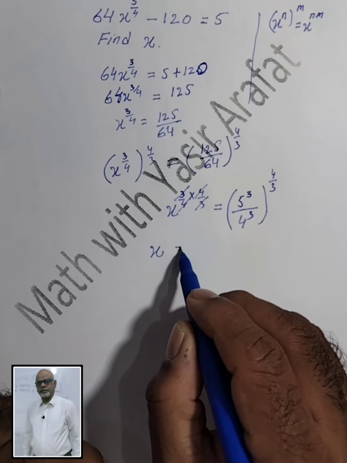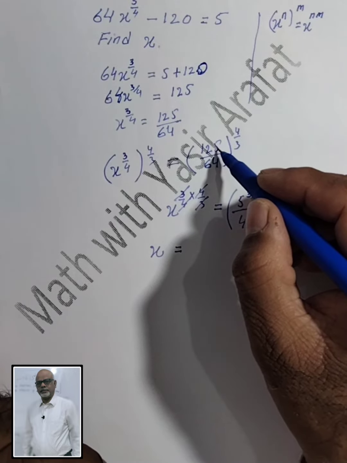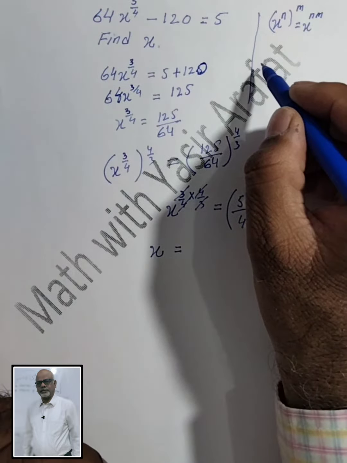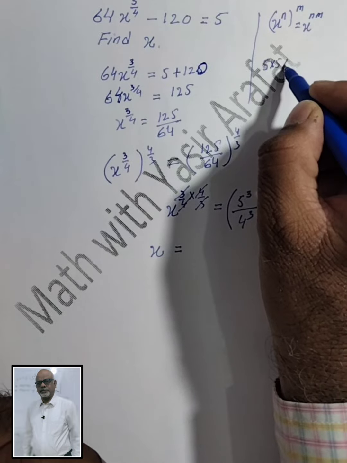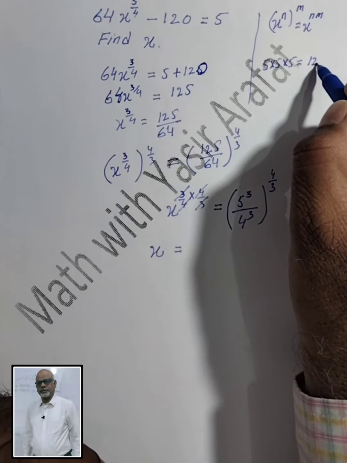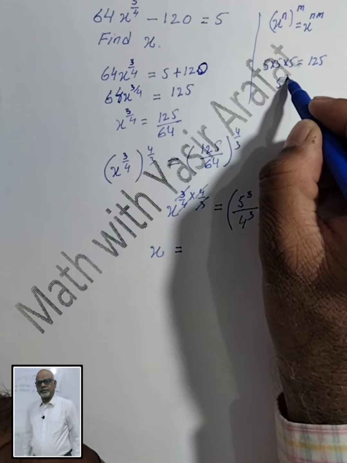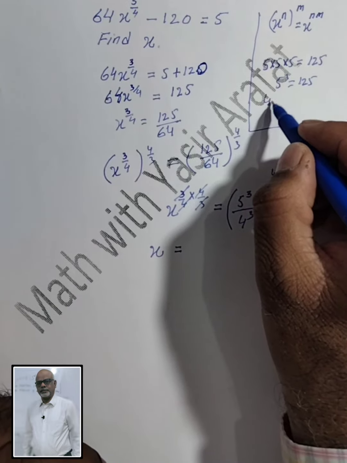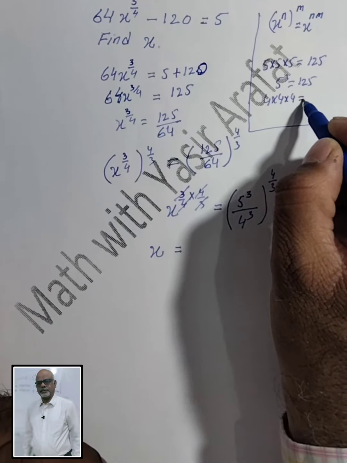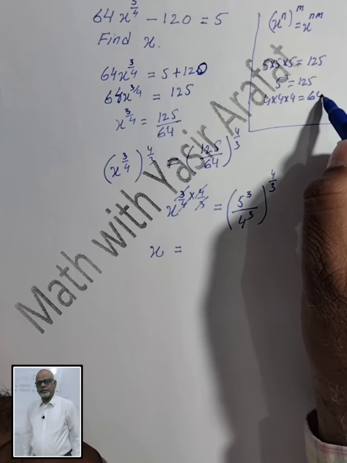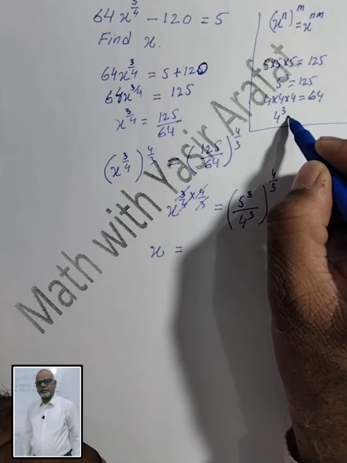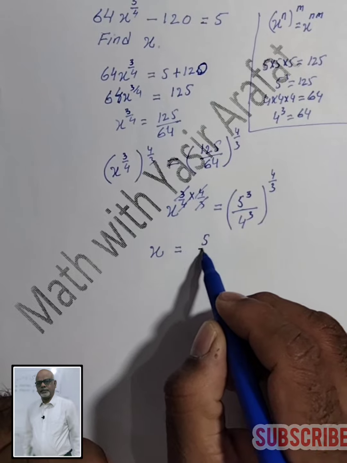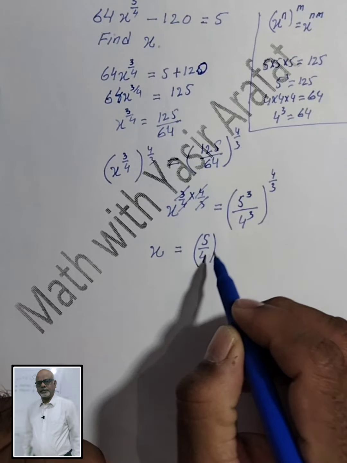So the value of x is equal to, 125 means 5 power 3, that means 5 multiplied by 5 multiplied by 5, which equals 125. Similarly, 4 multiplied by 4 multiplied by 4 equals 64, so 4 power 3 is equal to 64. So here we can write 5 over 4 to the whole power 3.